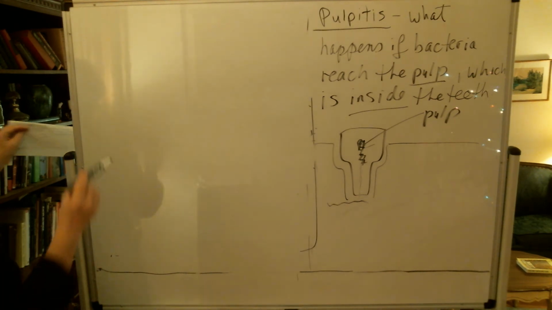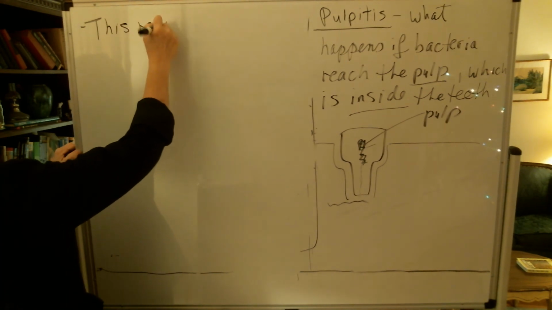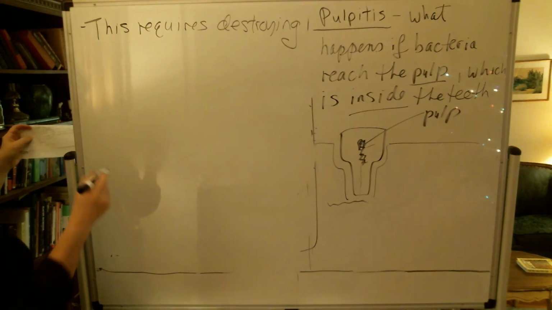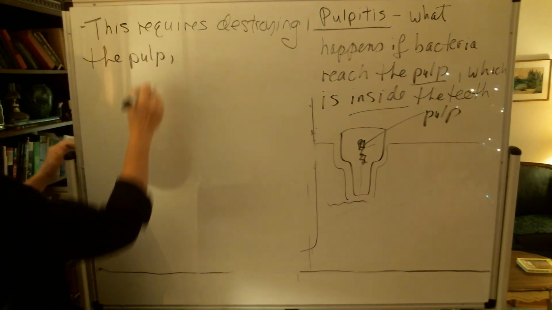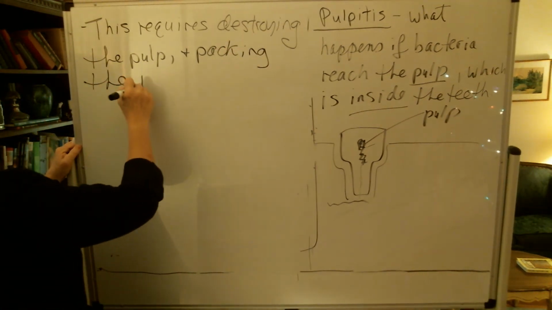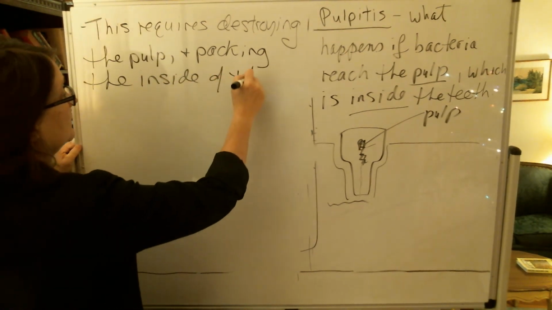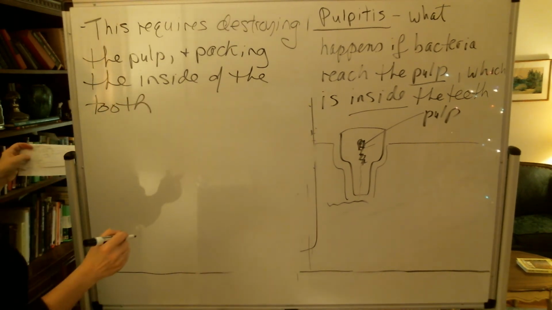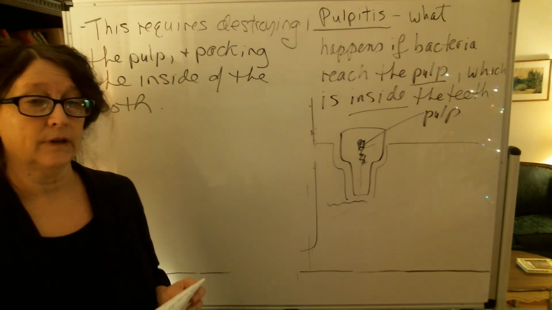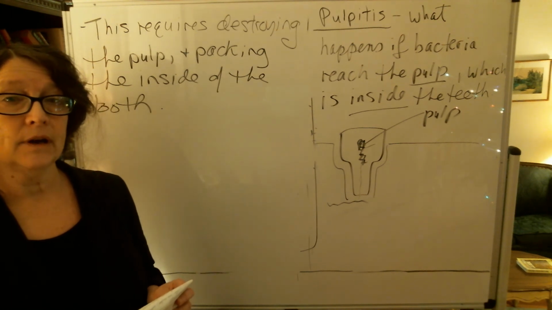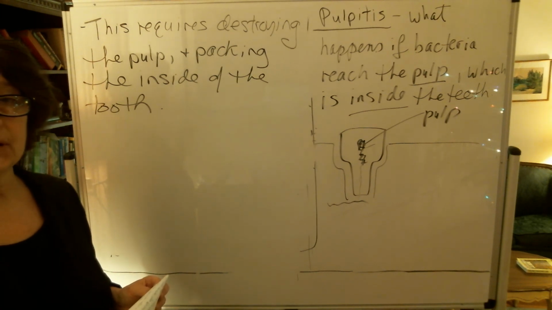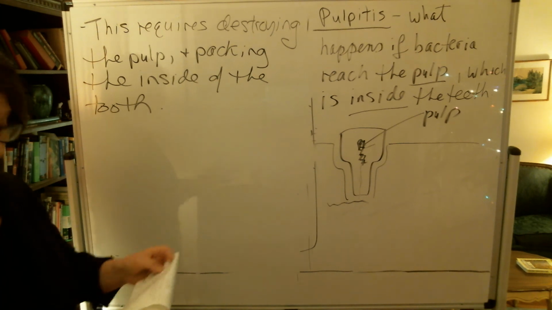So what do you do if you have that happen? This then requires actually destroying the pulp and packing the inside of the tooth. So what happens in this case is that the infection is removed. It is washed out and drilled out and so on, and then you wind up having a sterile material packed in where the pulp used to be, and then you have to put a cap on top. But this is how you then get rid of a pulpitis infection.